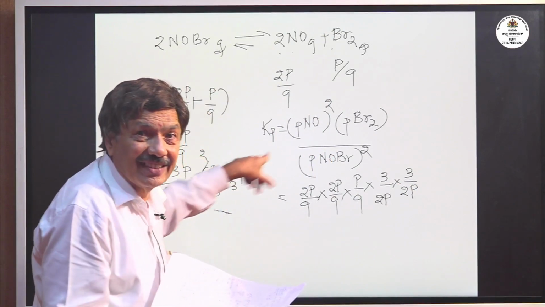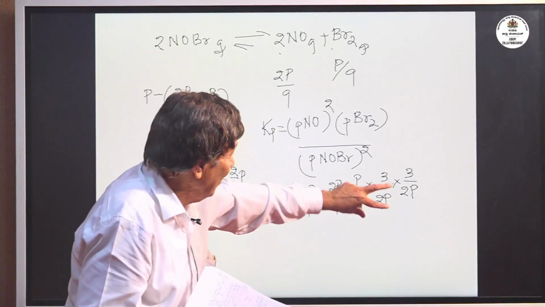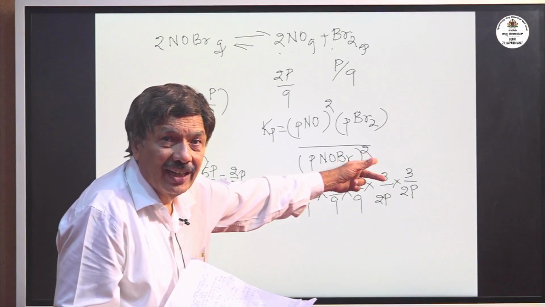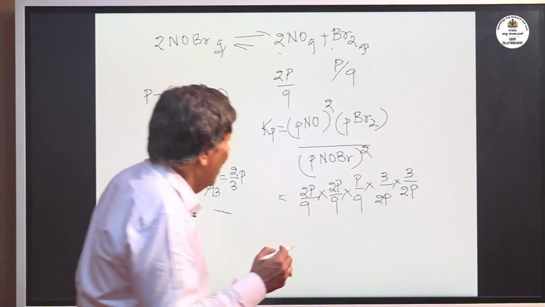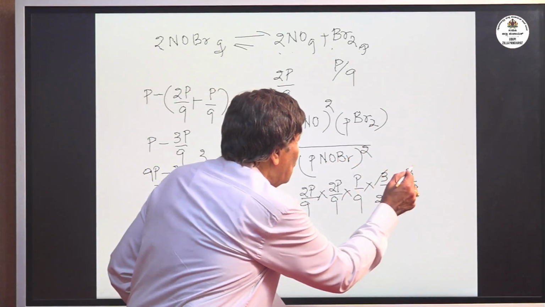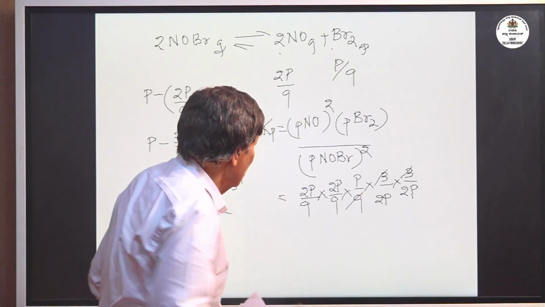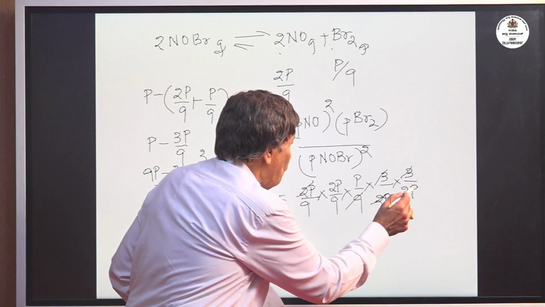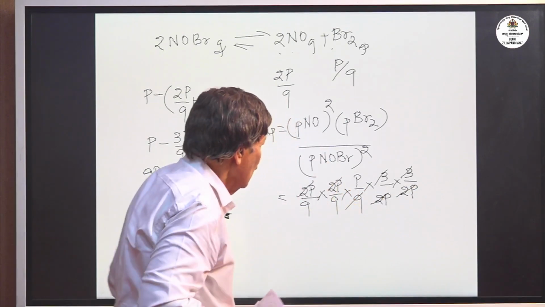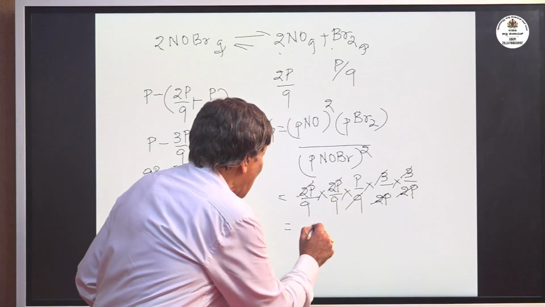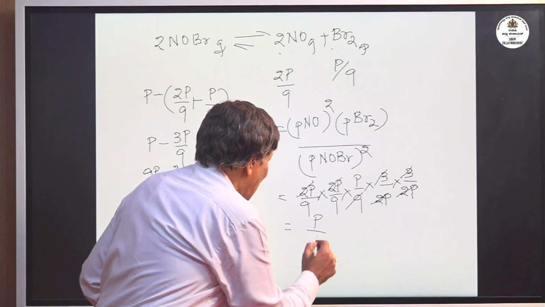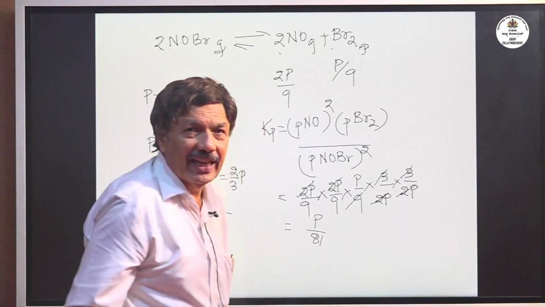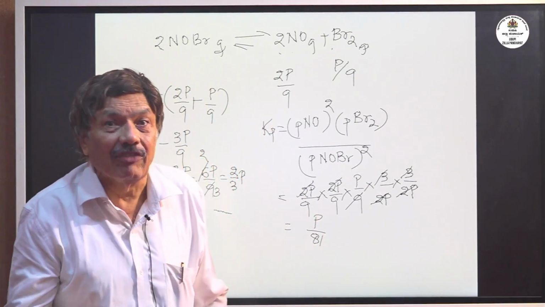So what I have written is into, then I have just changed the numerator and denominator. Then I have written like this. Now, what we can say? 3 into 3, 9. 2p, this 2p, this 2p gone. So what remains is p by 9 into 9, 81. P by 9, 81. Right? This is the equilibrium constant.